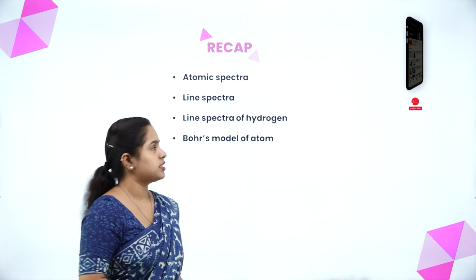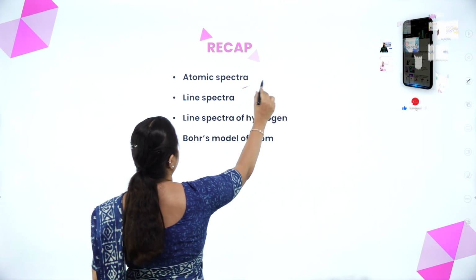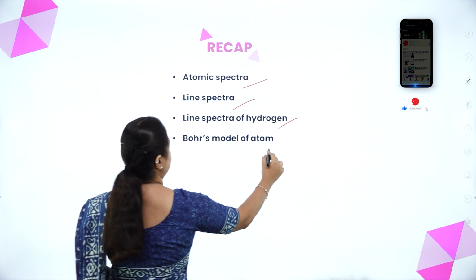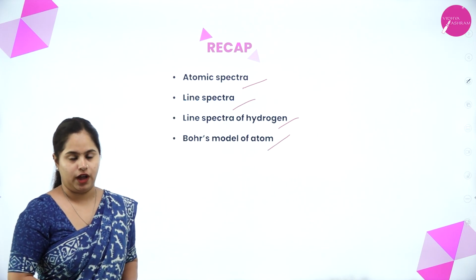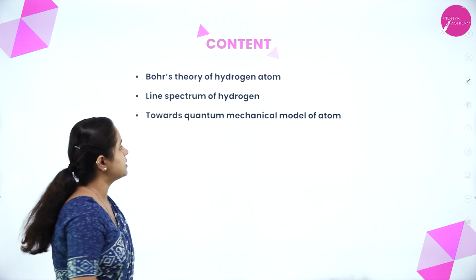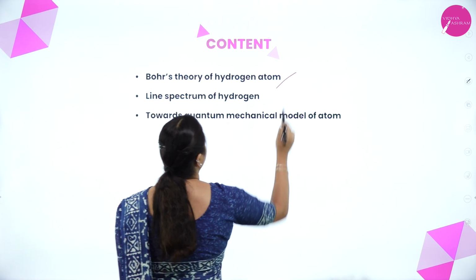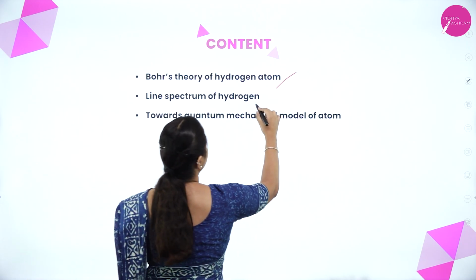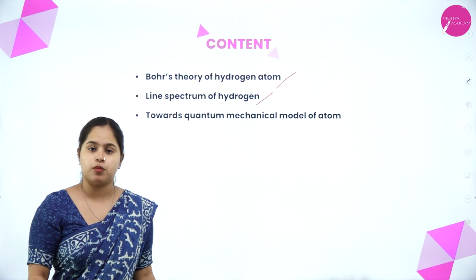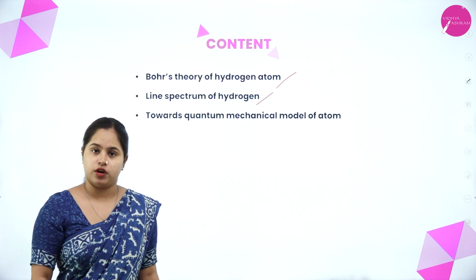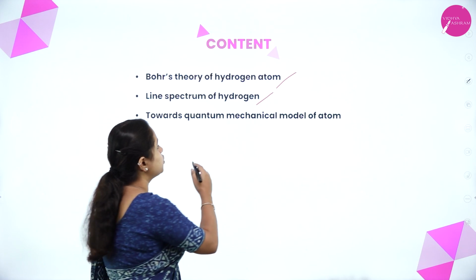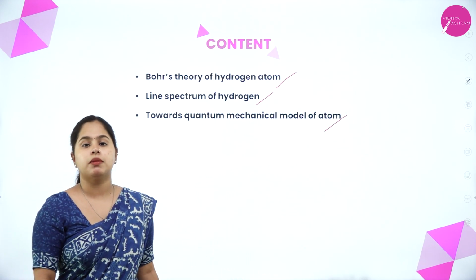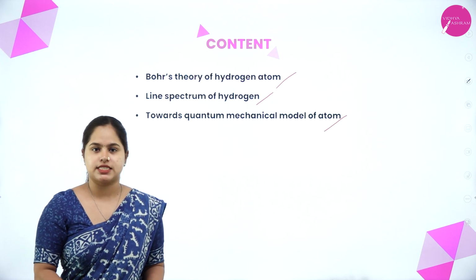Yes, so in last class we discussed about atomic spectra, line spectra, and especially line spectrum of hydrogen, and then the postulates of Bohr's model of atom. So in today's session, we will be discussing about the Bohr's theory for hydrogen atom, and the line spectrum of hydrogen, how you will be able to explain line spectrum of hydrogen using Bohr's theory for hydrogen atom. And finally, towards the quantum mechanical model of atom, which were the developments leading to the quantum mechanical model of atom, we will be discussing in this session.